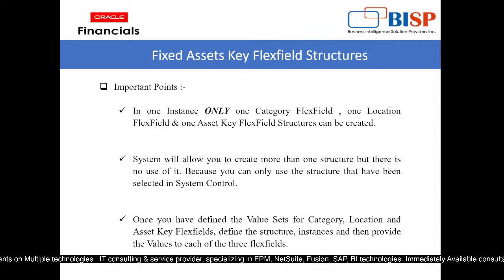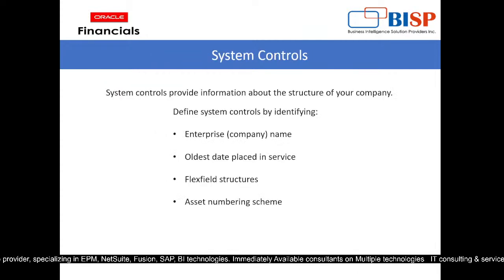As this is a practice instance, we will use the structures mentioned in the system control, but we will see how the structure is created. Once we have defined the value set for category, location, and asset key flex fields, we will define the structure instance and then assign a few values to all three flex fields. This way we'll understand the process, but ultimately we'll have to use the structures mentioned in the system control. In the next slide, we will talk about the system control.